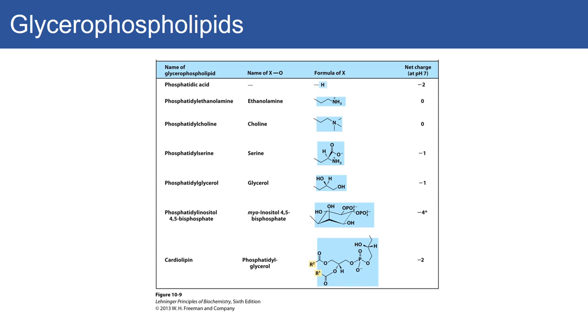Here's an example chart of their net charges. Phosphatidic acid, which just has a hydrogen for the X group, has a -2 charge, all the way up through phosphatidylinositol, which has a -4 charge because of the strong negative charge on the carbohydrate group. So this just gives you an idea of what the charges are, and some of the functional groups that were added in as an X, as a polar head group of the glycerol phospholipids.